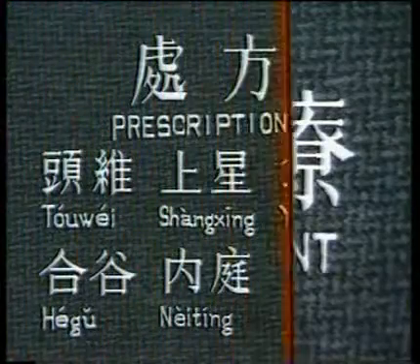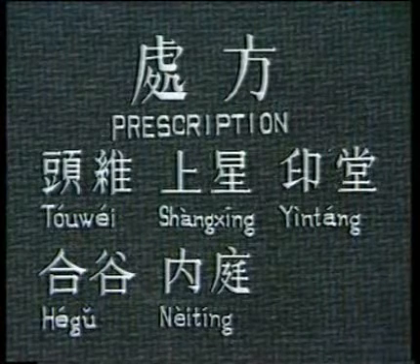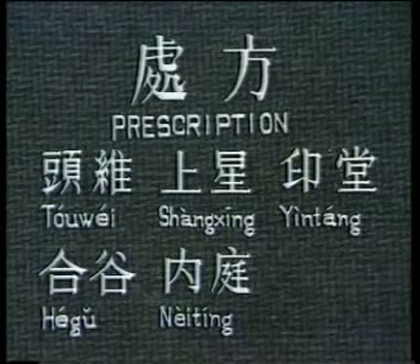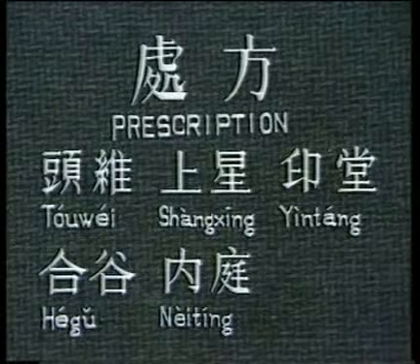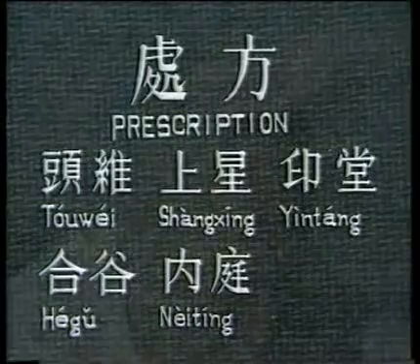For treatment, the points Touwei, Stomach 8, Shangxing, Du 23, Yintang, extra point, Hegu, Large Intestine 4, and Neiting, Stomach 44, are selected and treated with the reducing method to regulate the meridians.